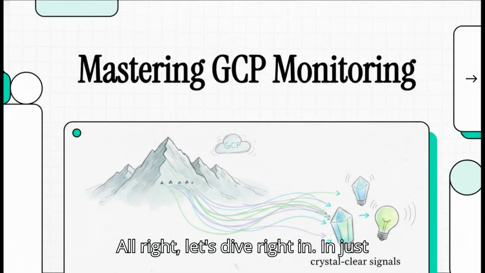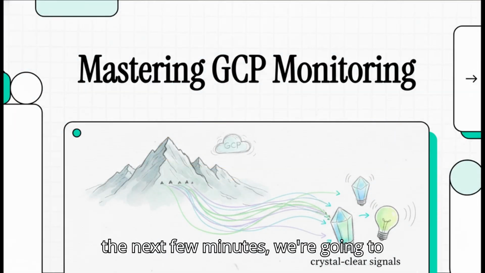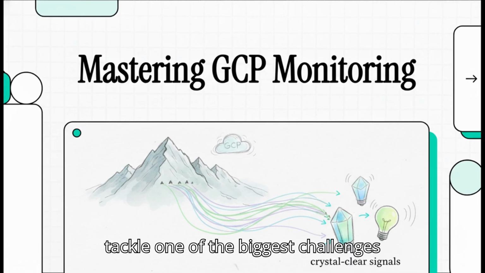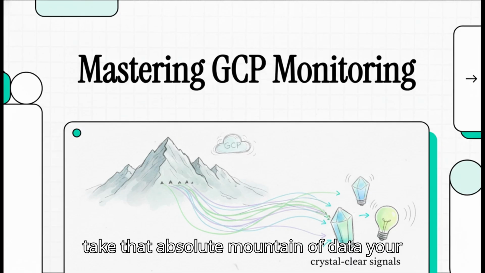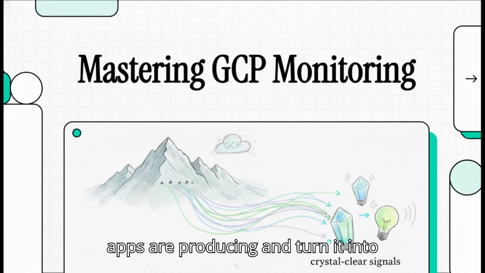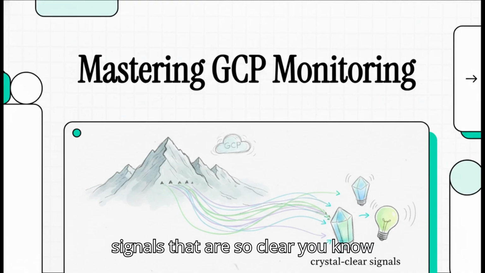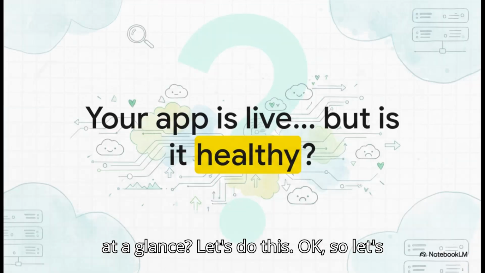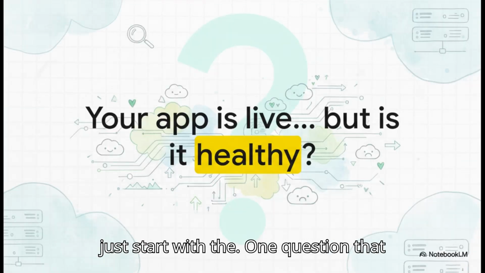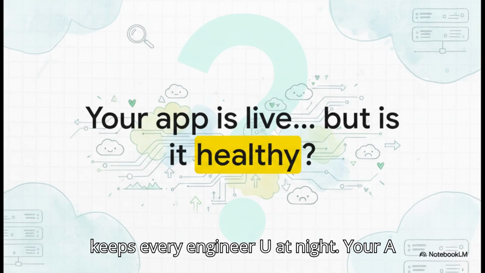All right, let's dive right in. In just the next few minutes, we're going to tackle one of the biggest challenges you'll face in Google Cloud. How do you take that absolute mountain of data your apps are producing and turn it into signals that are so clear you know exactly how your systems are doing, just at a glance? Let's do this.